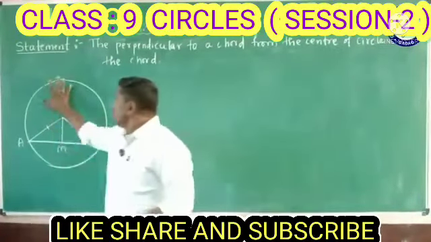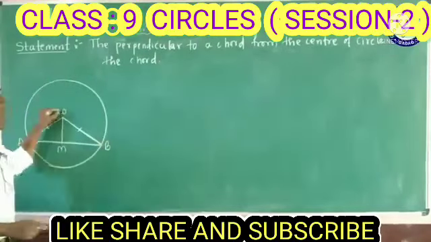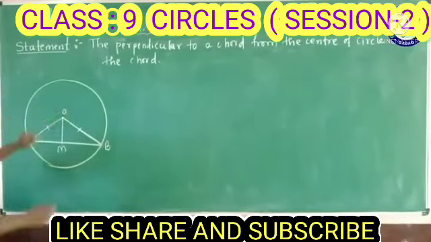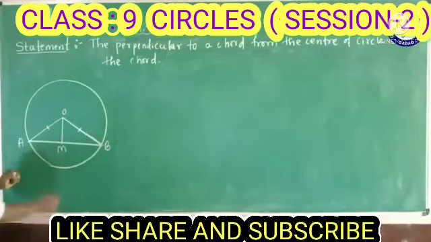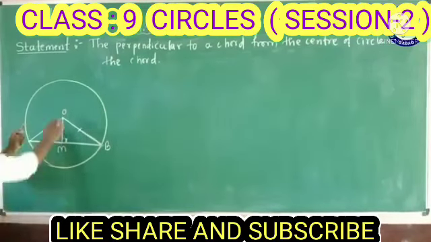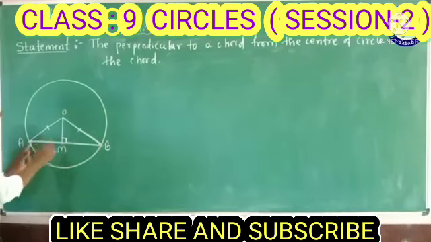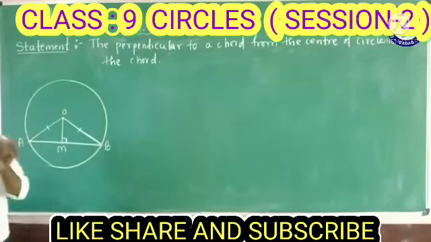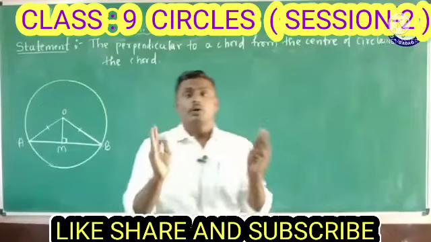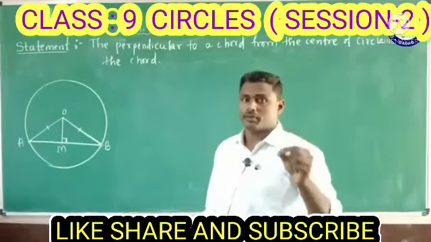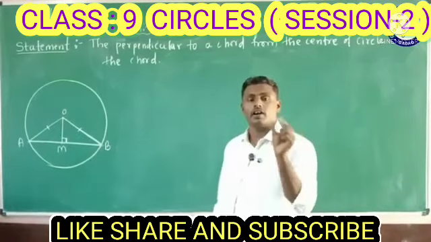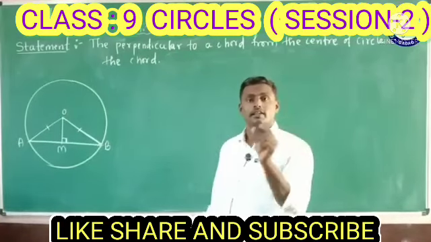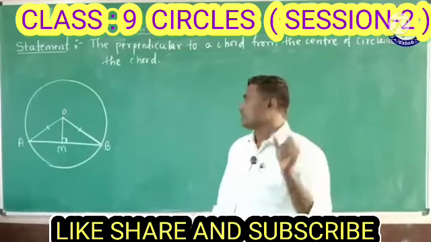Okay? So, take one circle, the center of the circle is O. OM is perpendicular to the chord AB. You need to prove that the chord is exactly divided into two equal parts. When the line drawn from the center of the circle to a chord is perpendicular, the chord is bisected into two equal parts.